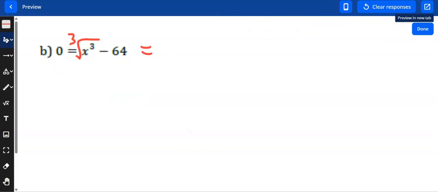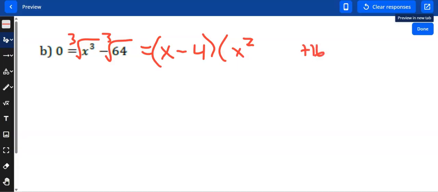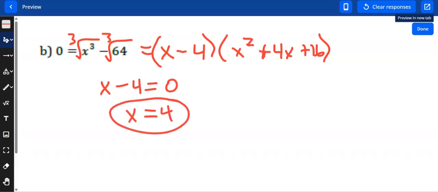So cube root, same sign. Square the first term, square the last term. Multiply them together, take the opposite sign. It is set equal to 0, so we set the factors equal to 0, x minus 4, so that means x equals 4. One of my answers.